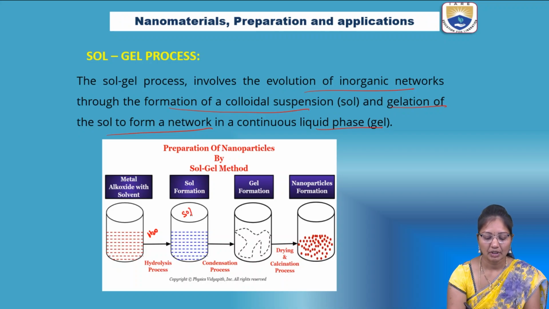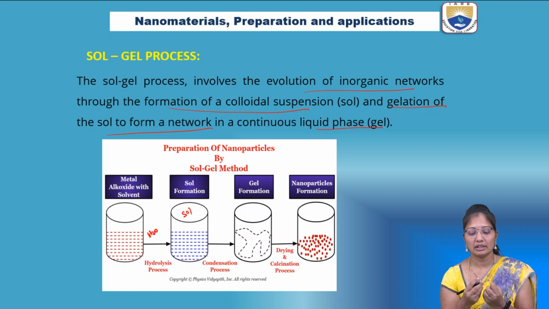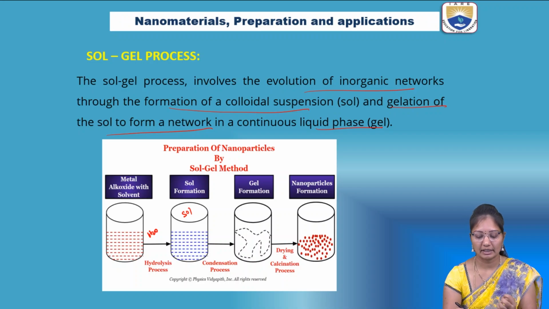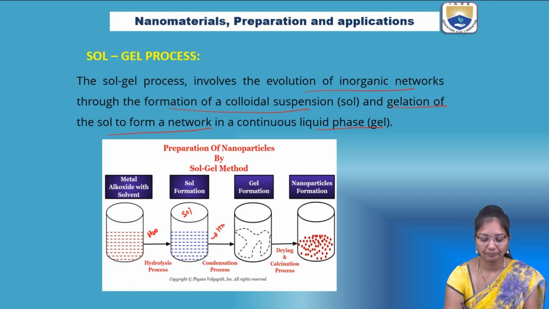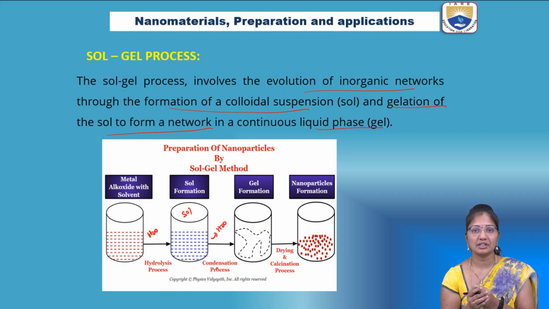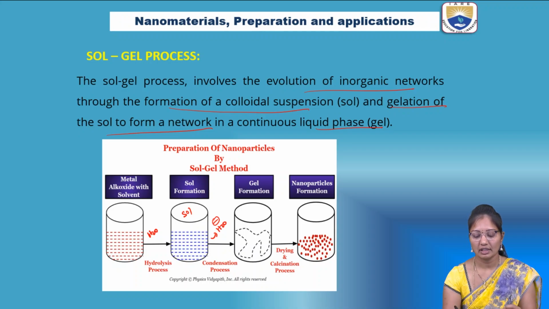This is sol. The formed sol is then converted into gel by the removal of water molecules. This is called the condensation process. Here the water molecules are removed. Then it results in the formation of a gel, or network, of these nanomaterials. Again, this is the gel.